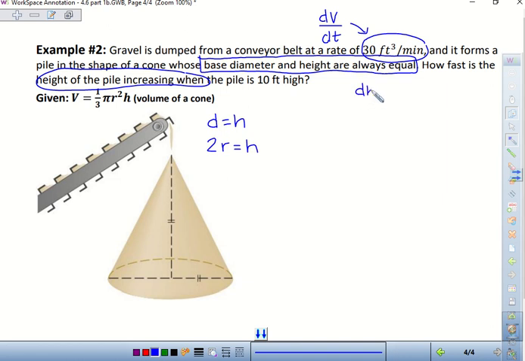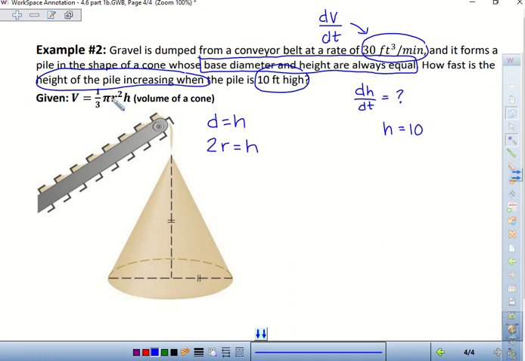The rate of the height, correct. So we want to know what the rate of the height is. When the pile is 10 feet high, that's a value or a rate? Value. That's the height. Good. So we're going to have to solve to get radius equal to whatever this is, so we can plug it in and only have height left in our formula.